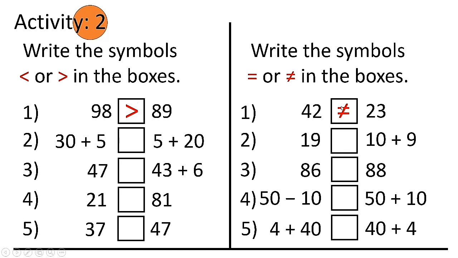And next, write the symbols equal or unequal, or does not equal, in the boxes. Here I put an example in number 1, 42 box 23. That's why I put unequal, or does not equal, since 42 and 23 are not equal. Okay, so you have to answer from 2 down to 5.